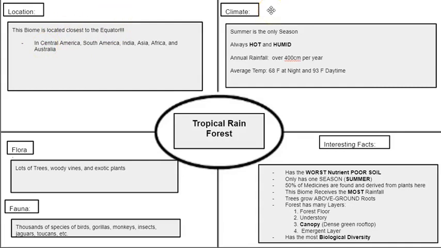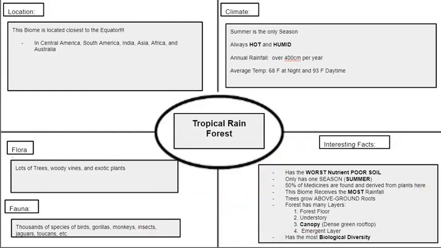In this top right box, you're going to have your climate. Make sure that you put that it's hot and humid, as well as this is the biome that gets the most rainfall, over 400 centimeters per year. Don't forget to include your flora and your fauna down here in this bottom left corner. These are just a few of the examples. You can also include many of the examples that we discussed during our slides.